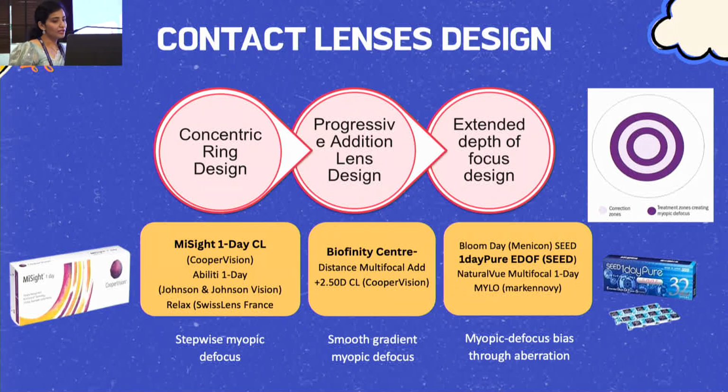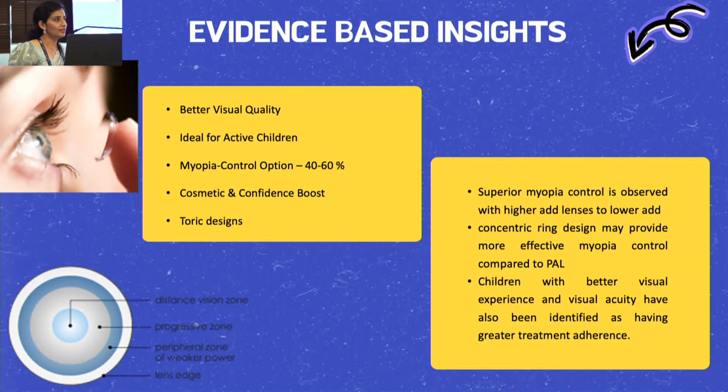So this is available in India, and it is branded as SEED, and it's the EDOF lens. So this works through aberrations. So it definitely, like any other contact lens, gives better visual quality. It is ideal for active children who are into sports, and a myopia control option definitely, because it is efficacious up to 40 to 60%, with a confidence and cosmetic boost, and it can also incorporate toric designs as well.